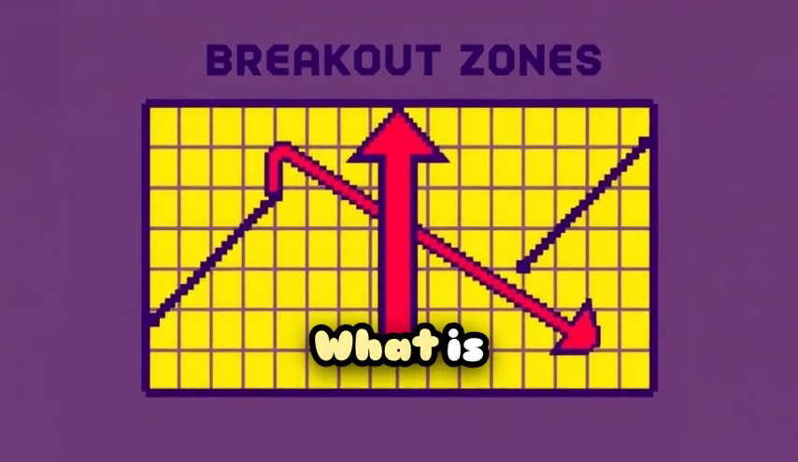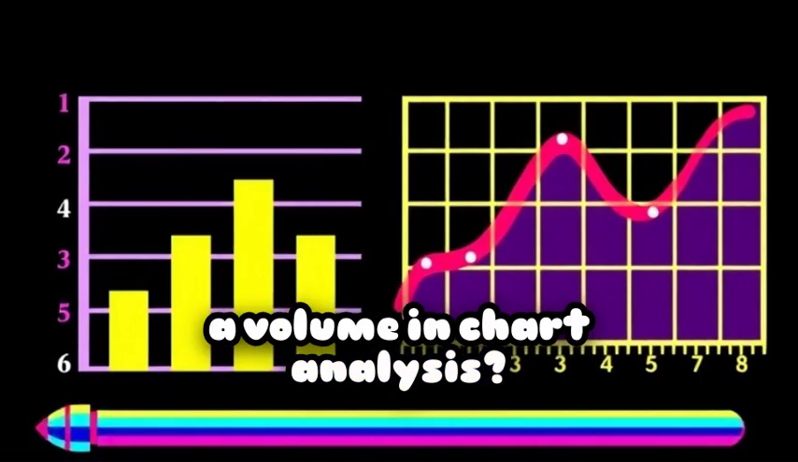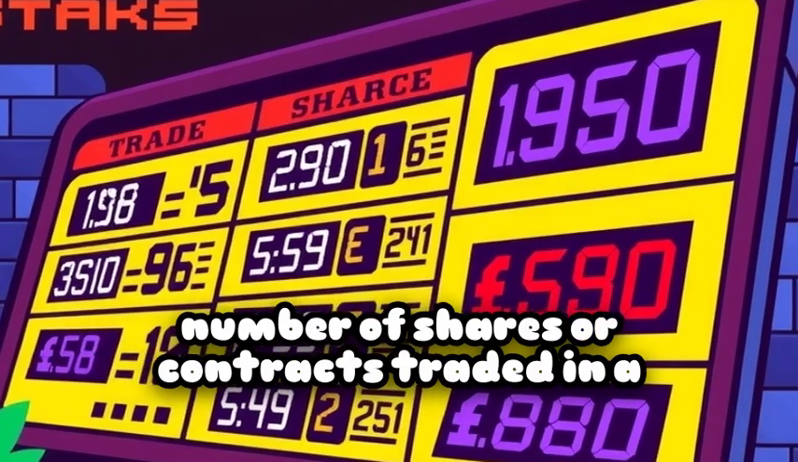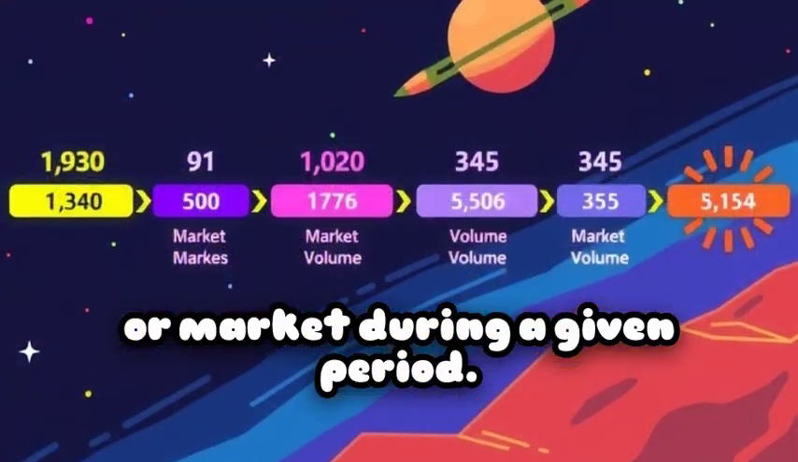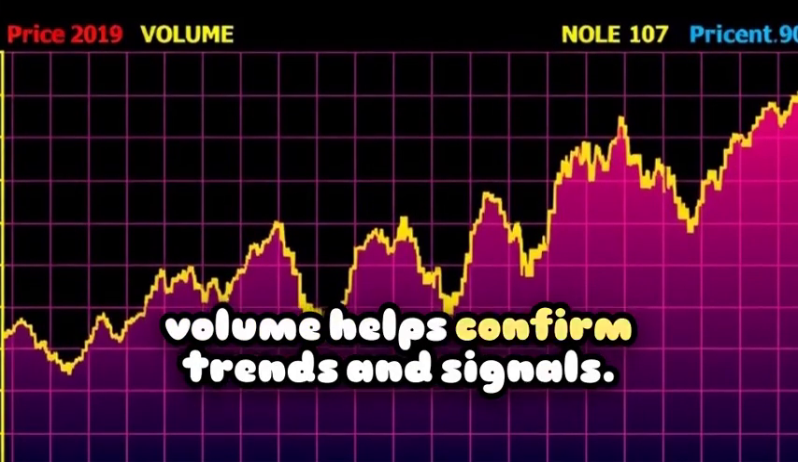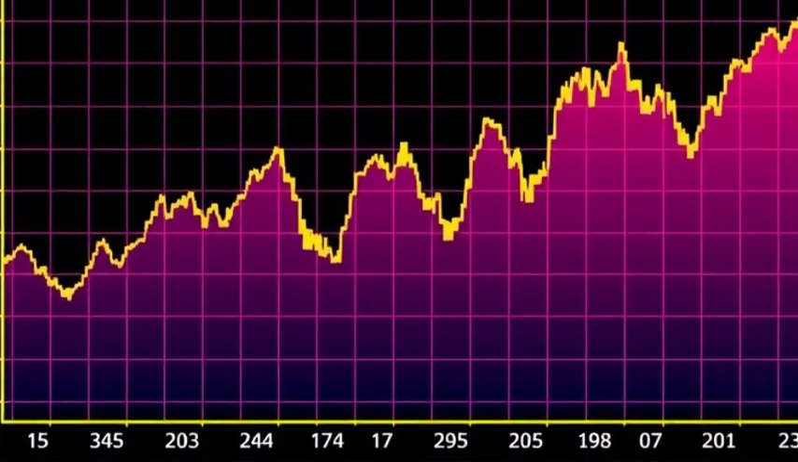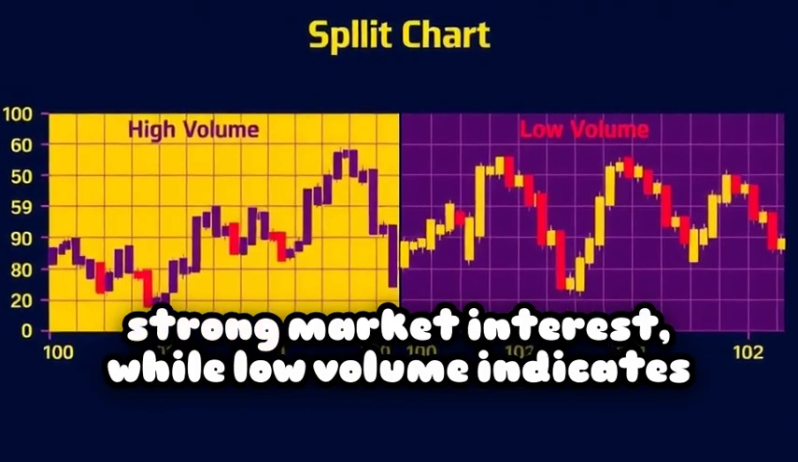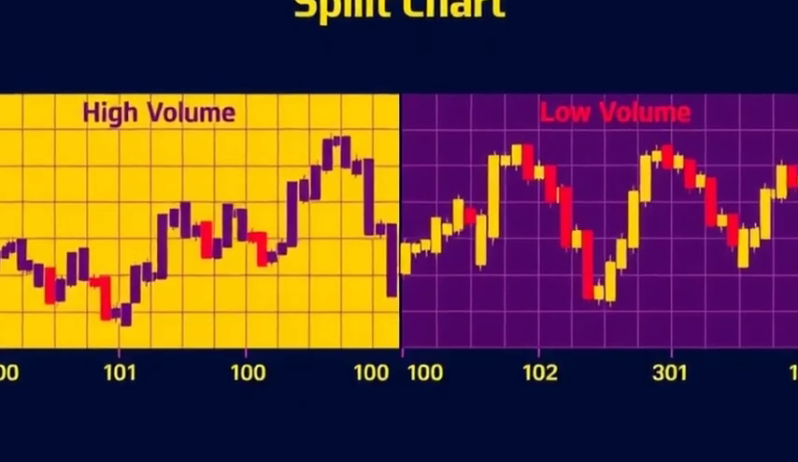21. What is volume in chart analysis? Volume refers to the number of shares or contracts traded in a security or market during a given period. In technical analysis, volume helps confirm trends and signals. High volume suggests strong market interest, while low volume indicates weak participation.